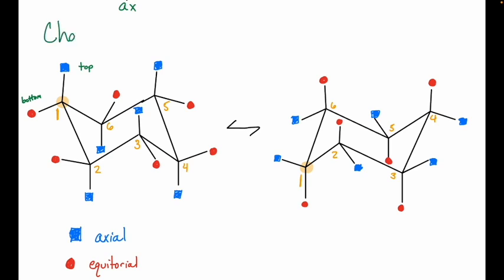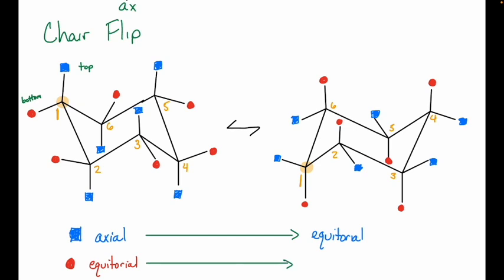All right, so for our chair flip, we see our axial becomes equatorial. And our equatorial positions become the axial positions. That's what happens in our chair flip. So if we have a ring of cyclohexane, it's constantly just jumping back and forth between these two conformations.